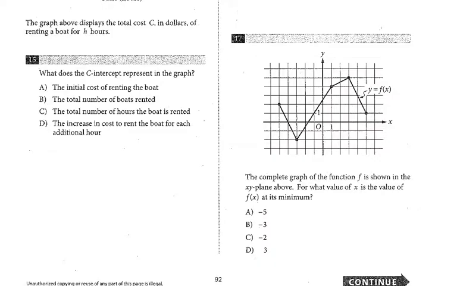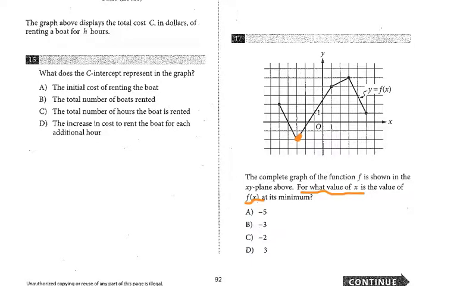For number 17, we are looking for which value of x makes the value of f(x) the minimum value. So we have the minimum value over here.